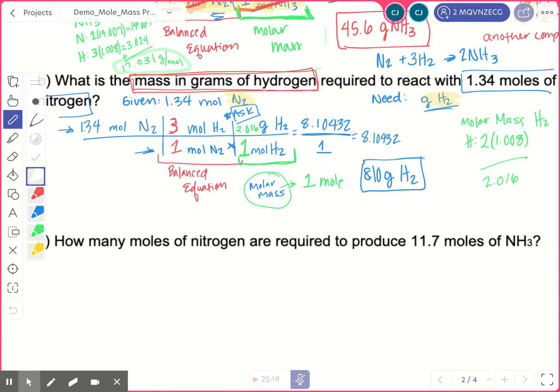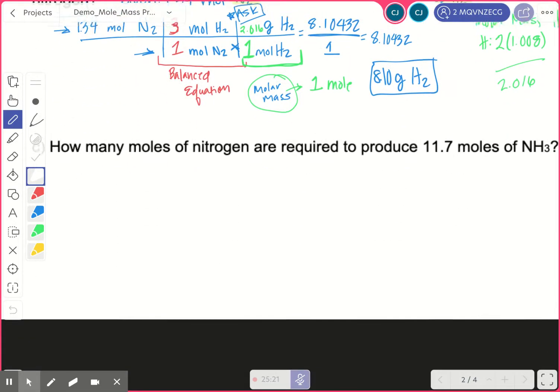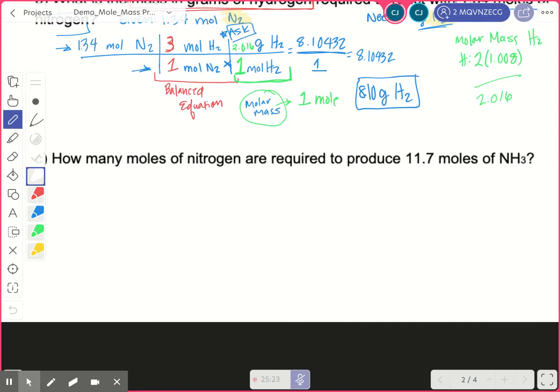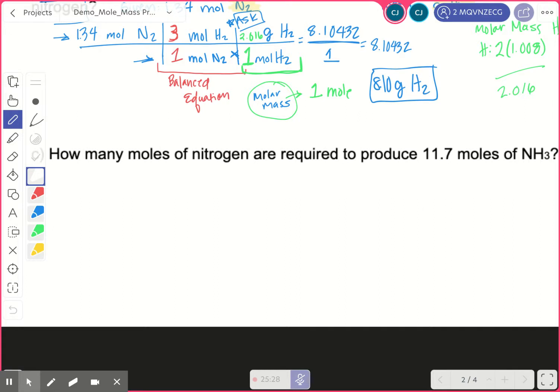All right, here we go. Let's do this next one. I don't have very much room for this one. Okay. All right. How many moles of nitrogen? So we can go ahead and box that guy. How many moles of nitrogen are required to produce 11.7 moles of NH3? All right, what's my first step going to be? Well, my first unofficial step.